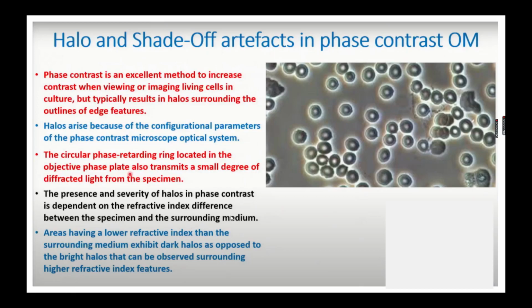So this is also because of the same reason, because there will be the refractive index difference between the specimen and the surrounding medium. So when the light comes from the lamp or any light source, the diffracted light from the specimen will come, and that will give this halo formation because of the difference in the refractive index of the surrounding medium and the specimen.